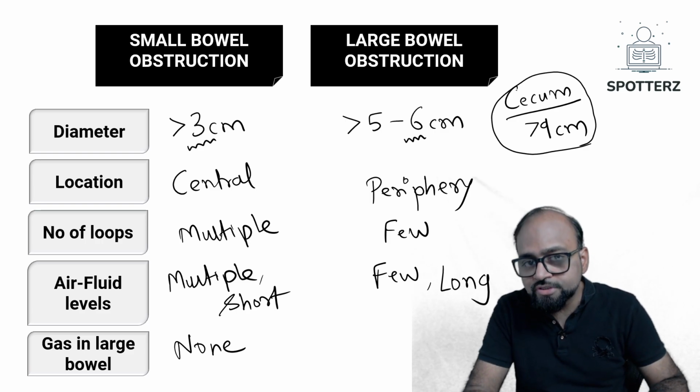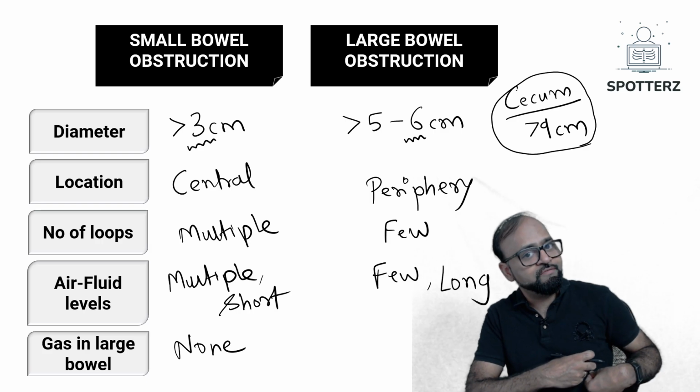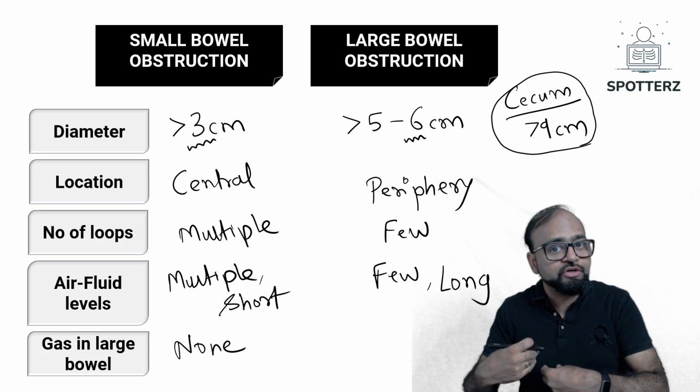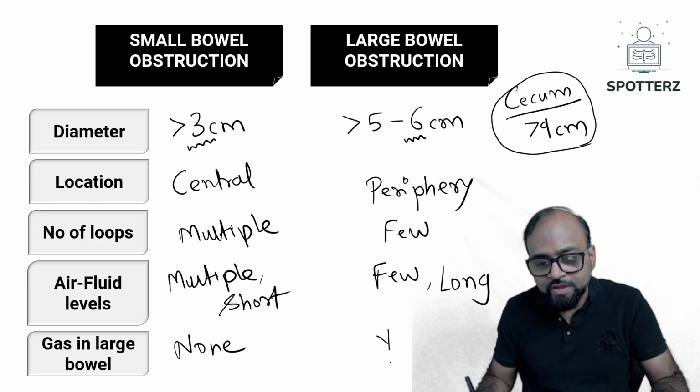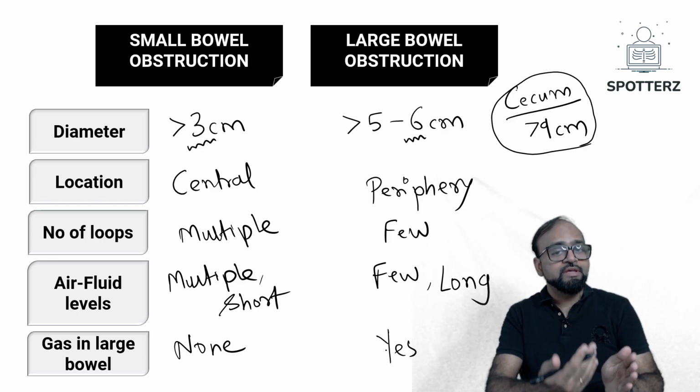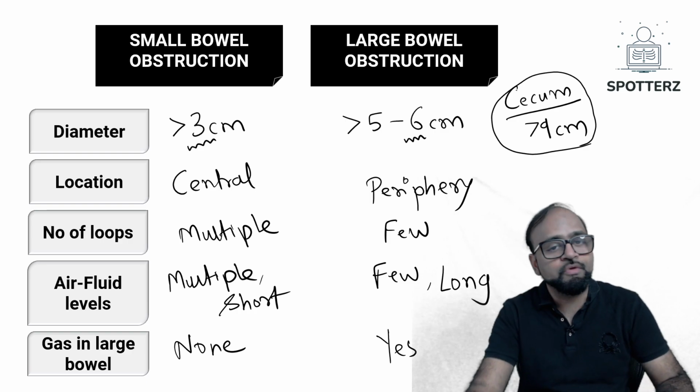In large bowel obstruction, say for example, there is obstruction at the splenic flexure, everything proximal to the site of obstruction will be dilated, everything distal to it will be collapsed. So yes, you will see air in the part of the large bowel proximal to the site of obstruction.